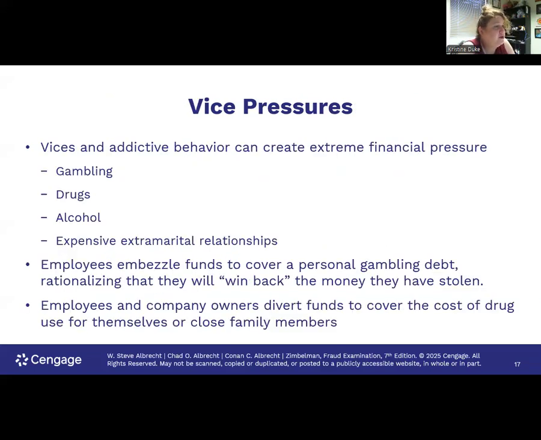Okay, vice pressures are gambling, drugs, alcohol, expensive extramarital relationships. Employees embezzle funds to cover a personal gambling debt, thinking they can win back the money. You can never win back the money. Employees and company owners divert funds to cover the cost of drug use for themselves or close family members. They could also do it for alcohol too.